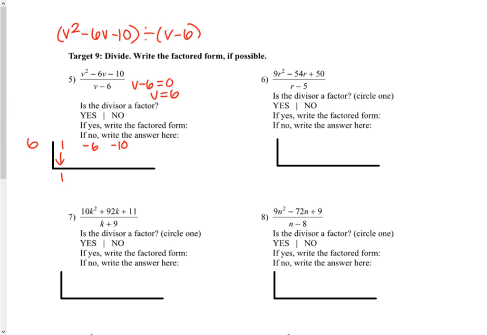1 times 6 is 6. -6 plus 6 is 0. 0 times 6 is 0. -10 plus 0 is -10. So it asked me if this is a divisor.